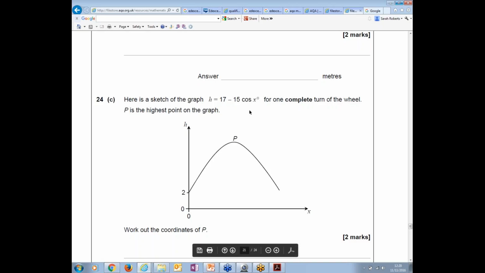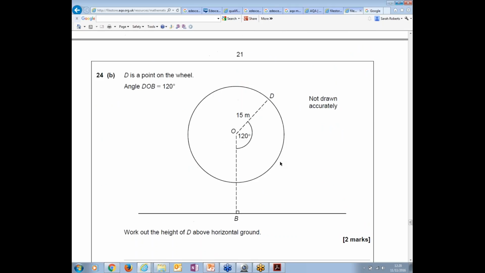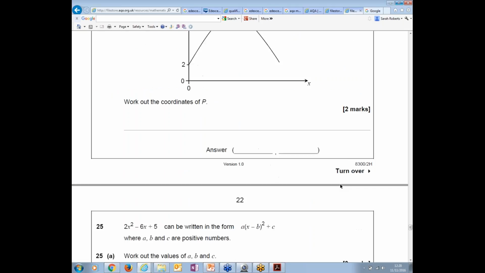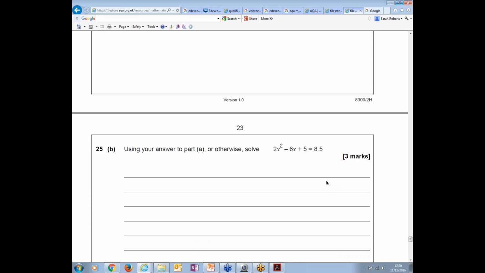Here's a sketch of the graph 17 minus 15 cos x for one complete turn of the wheel. P is the highest point of the graph. Work out the coordinates of P. Wow, that is interesting. So look at this. This is trigonometry, which we will be looking at next time. Really harsh, I think, really harsh. Sorry, I've gone totally off and it's time to stop.